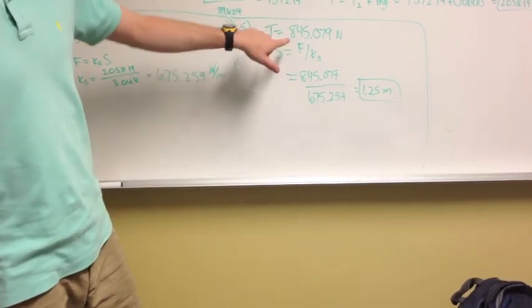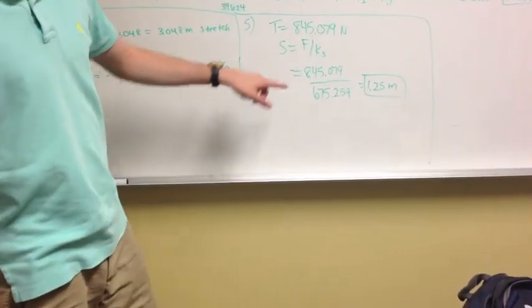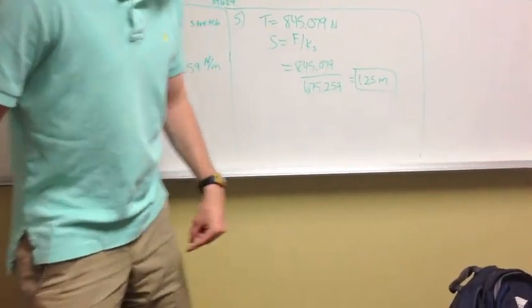We're going to use that in number 5 to find the stretch at a 30-degree angle. So once again, we use the tension force that we found in this problem, and we're going to divide that by the spring constant and come up with 1.25 meter stretch.